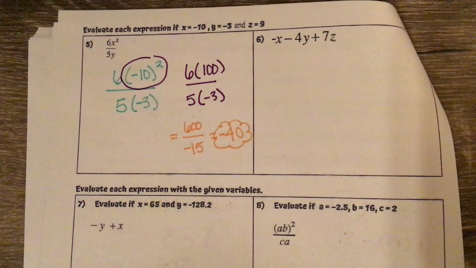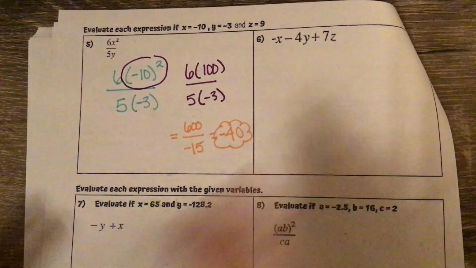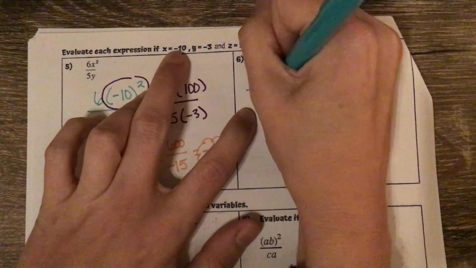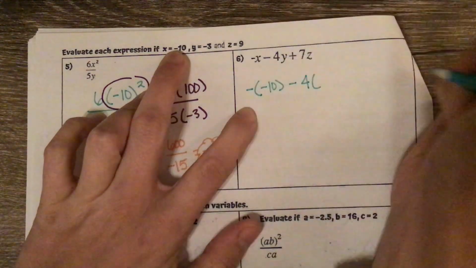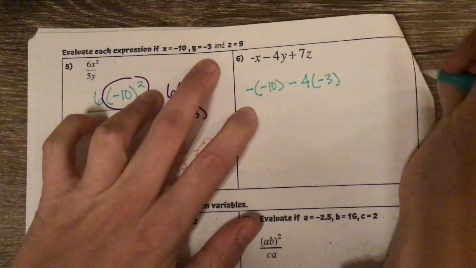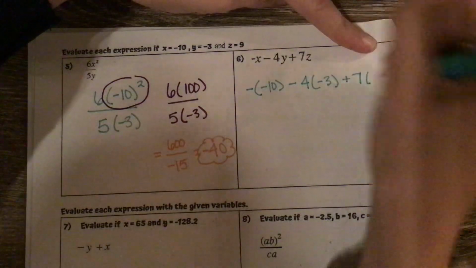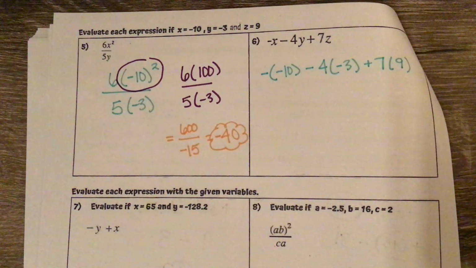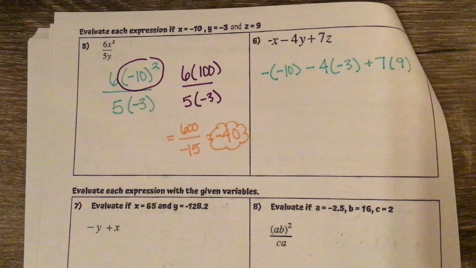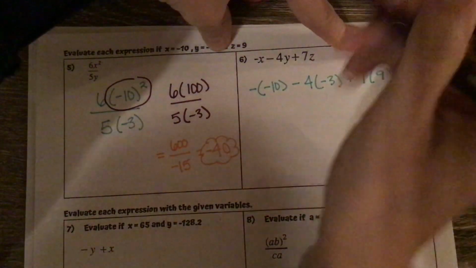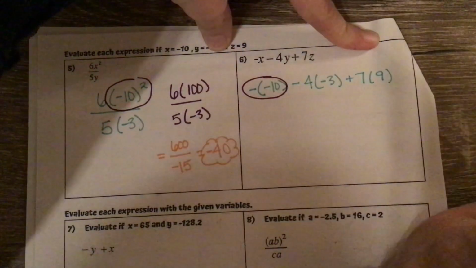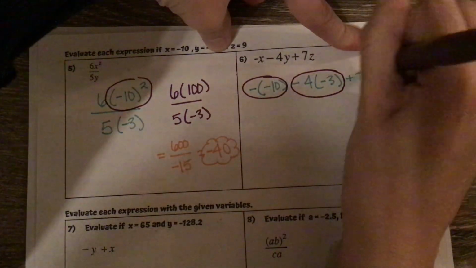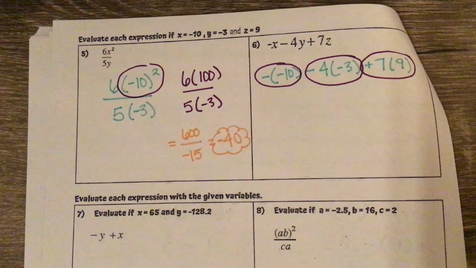Okay, plugging in for number 6. I've got negative x of negative 10 minus 4 times our y value of negative 3 plus 7 times our z value of 9. So if I go through and circle what we're looking at, slightly different than what we had been doing, I've got my first value here, my next set here, my next set here.